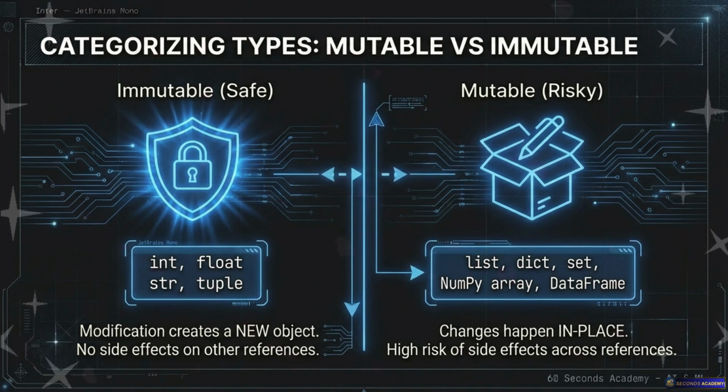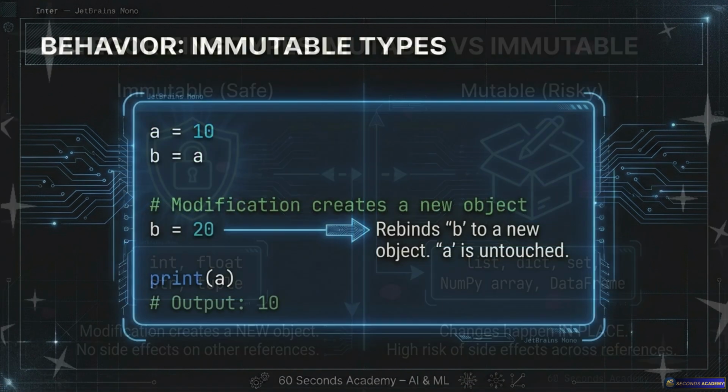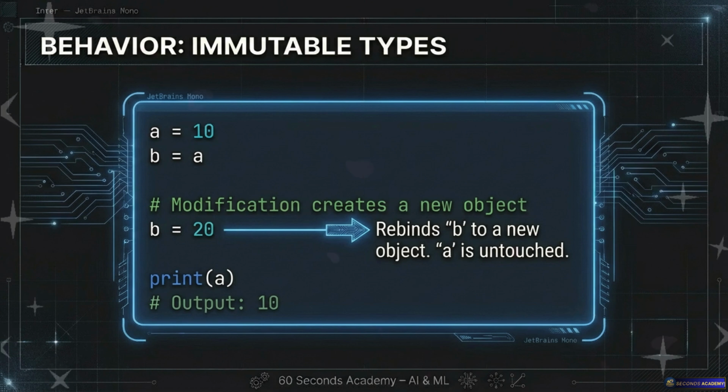Let's start with the stubborn ones, the immutable team. The immutable team consists of things that cannot be changed once they are created. This includes integers, floating point numbers, strings, and tuples. Wait, integers? But I can change a number. If I have a equals 10, I can write a equals 20 on the next line. I do that all the time in loops.